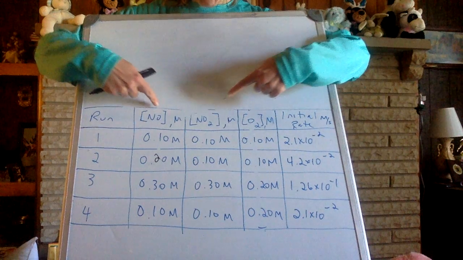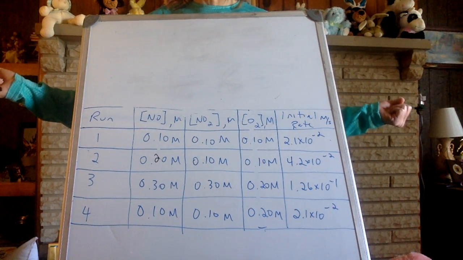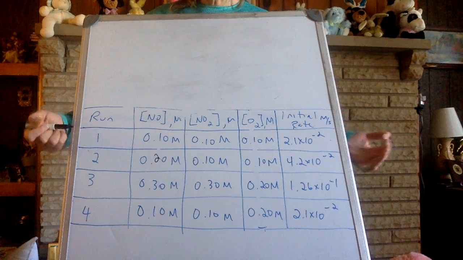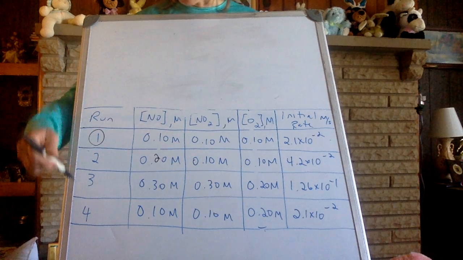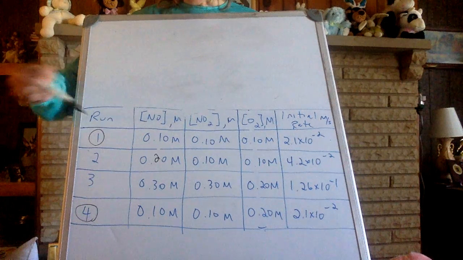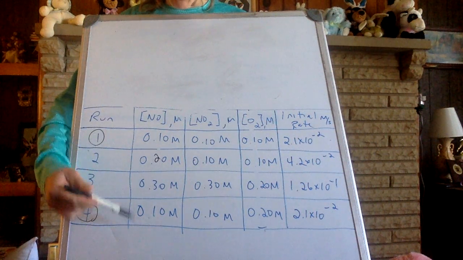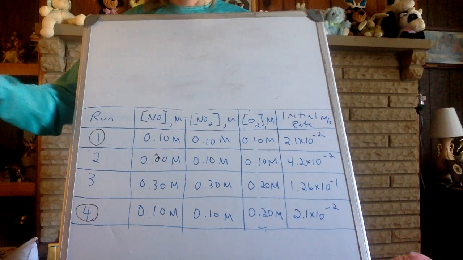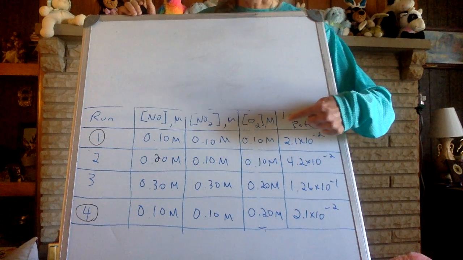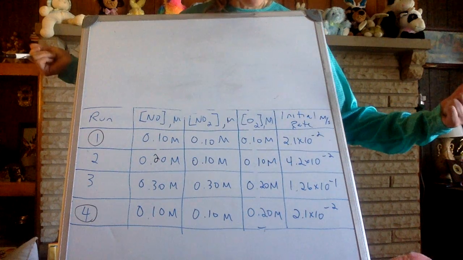So I've got 3 reactants that might participate. And this is trial and error. This is going to take you some practice to know what you're looking for. I'm going to start out by comparing runs 1 and 4. Why? Because I've only changed one thing between them. For 1 and 4, I've got 0.10 molarity NO, 0.10 NO2, but I've doubled my oxygen from 0.10 to 0.20.